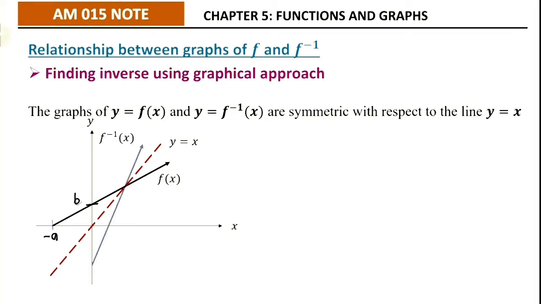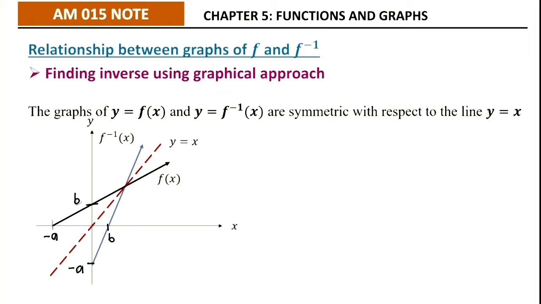f(x) crosses the x-axis at negative a, so f inverse will cross the y-axis at negative a. The distance between f(x) and y equal to x is the same as y equal to x to f inverse. And then f(x) crosses the y-axis at b, so f inverse will cross the x-axis at b. So this is the graph of f and f inverse.